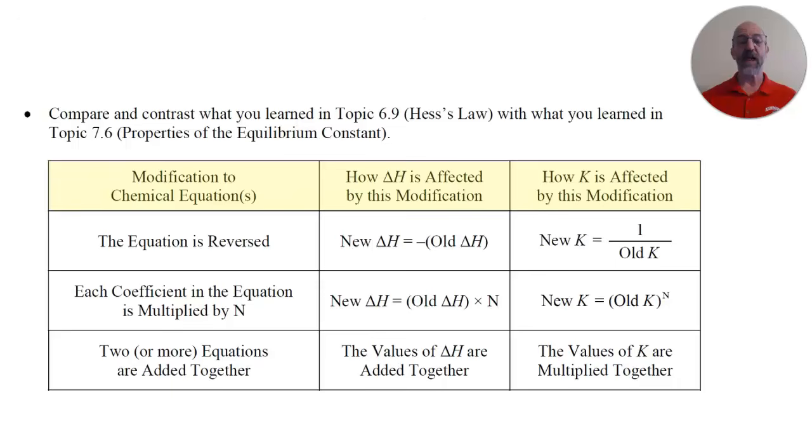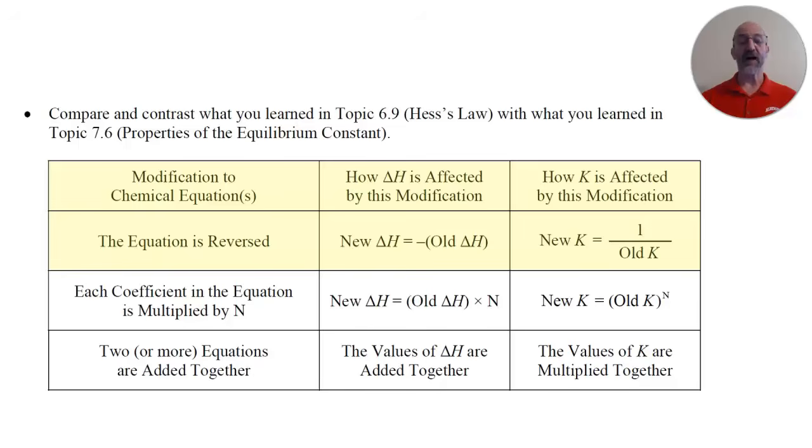So notice that there can be various modifications to a chemical equation. And how will delta H, or the change in enthalpy for a reaction, be affected by this modification? Versus how will the equilibrium constant K be affected by this modification? So let's start with the first modification, which is, what if the equation is reversed? Well, for delta H, the new value of delta H for the reversed equation is equal to the negative of the old value of delta H. In other words, you change the sign of delta H.